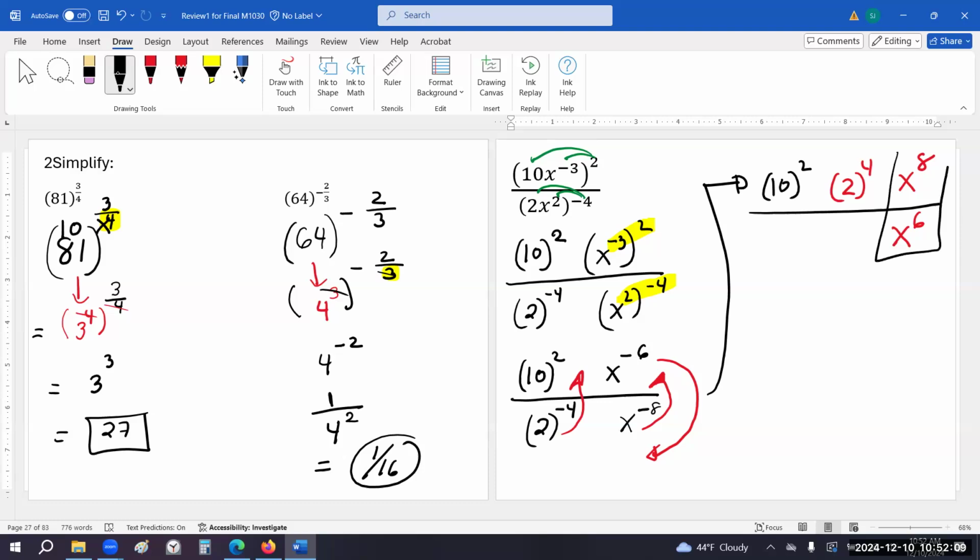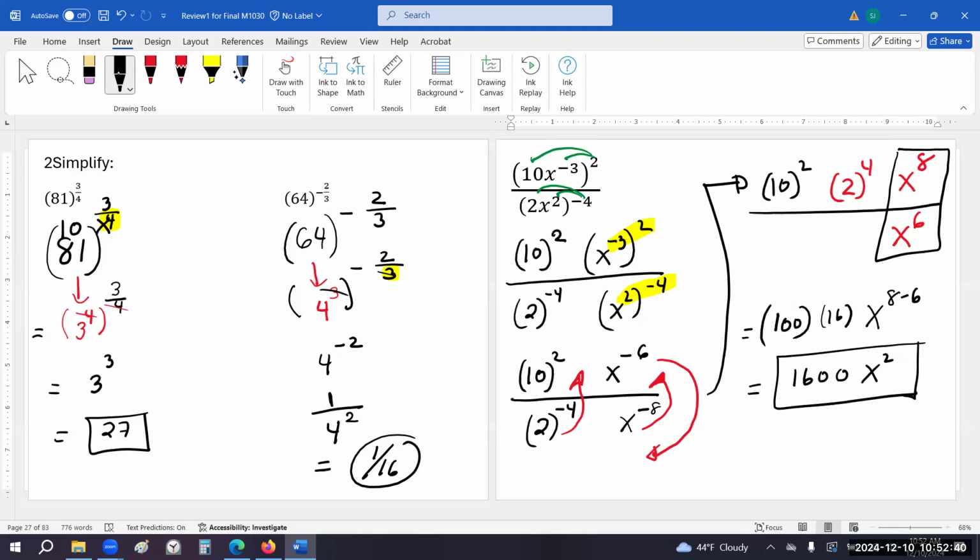Now you can see that we have a division. In division, what do we do? Subtract the smaller number from the bigger number. So 8 minus 6. And what is 10 squared? 100. What is 2 to the 4? 16. Fine. So what is 100 times 16? 1600, times x squared.